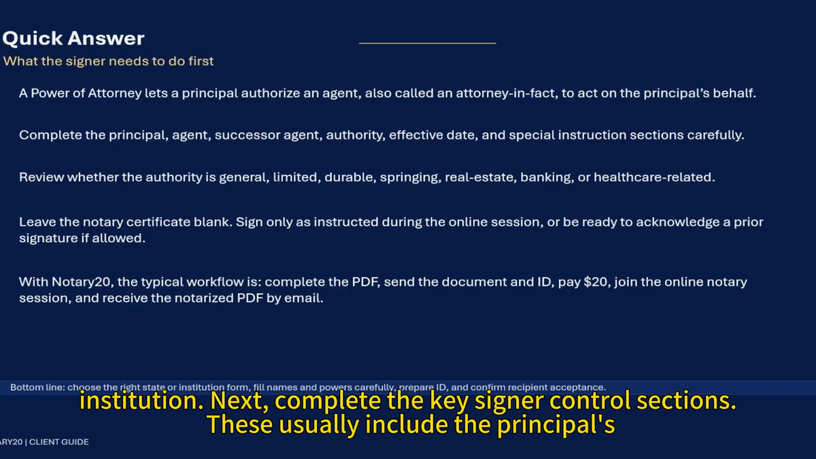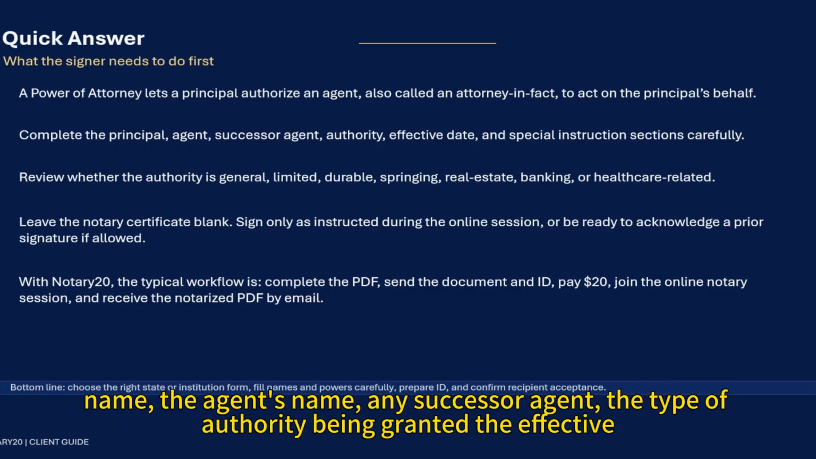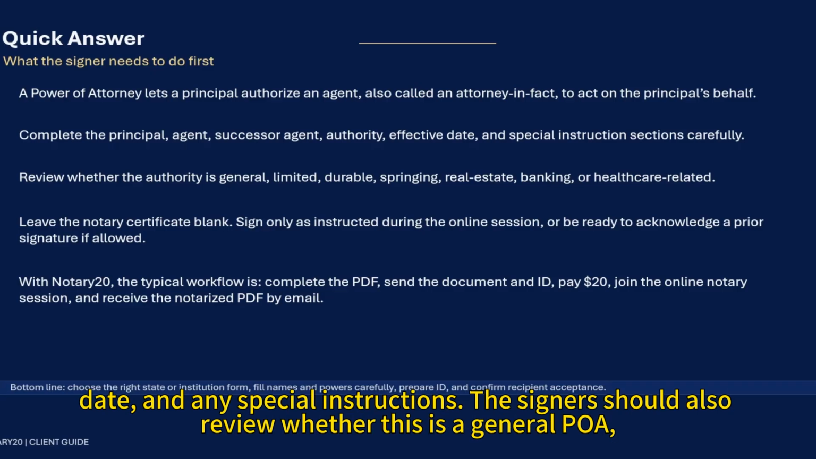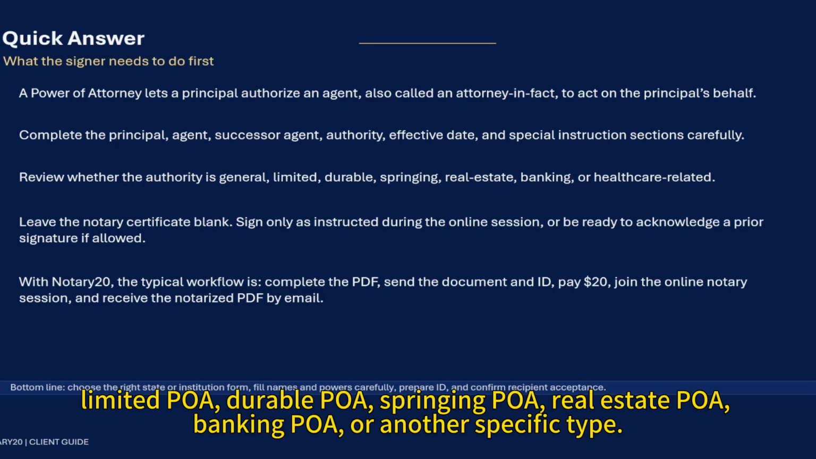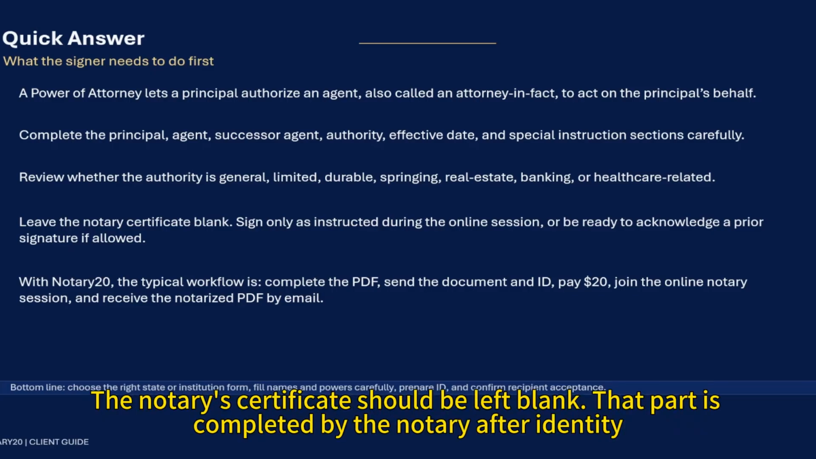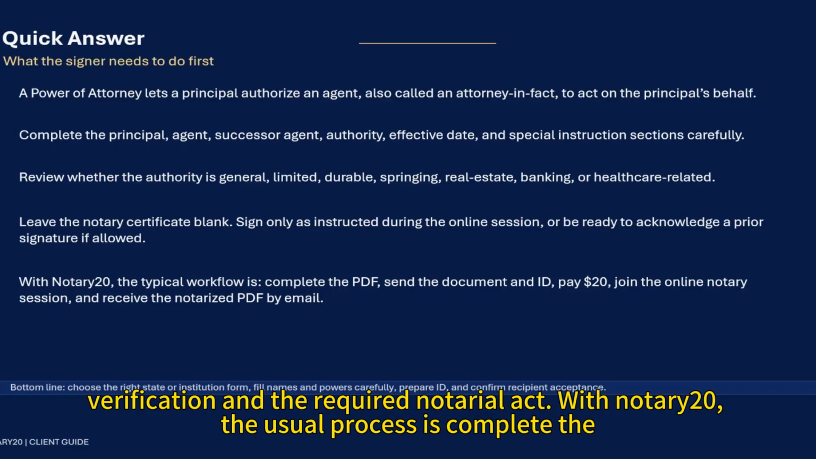Next, complete the key signer control sections. These usually include the principal's name, the agent's name, any successor agent, the type of authority being granted, the effective date, and any special instructions. The signer should also review whether this is a general POA, limited POA, durable POA, springing POA, real estate POA, banking POA, or another specific type. The notary certificate should be left blank. That part is completed by the notary after identity verification and the required notarial act.